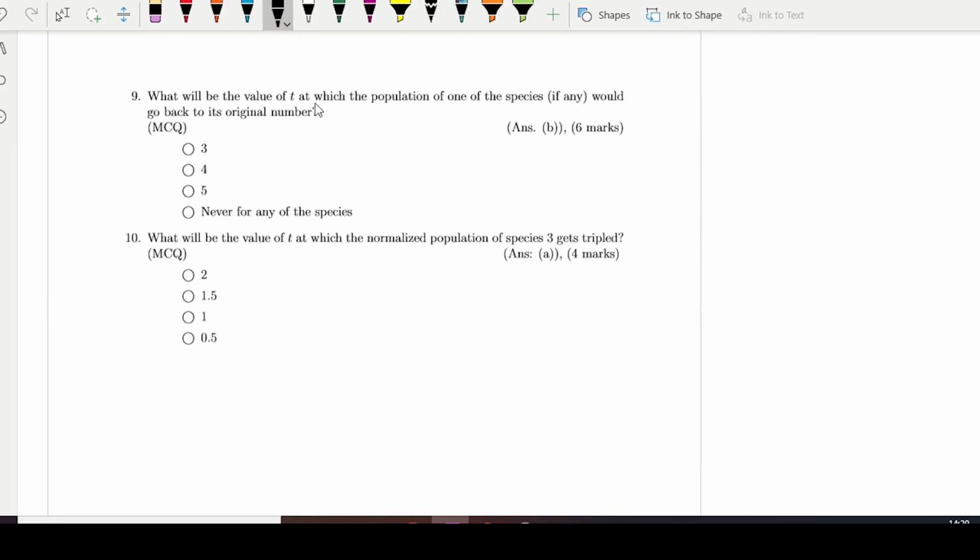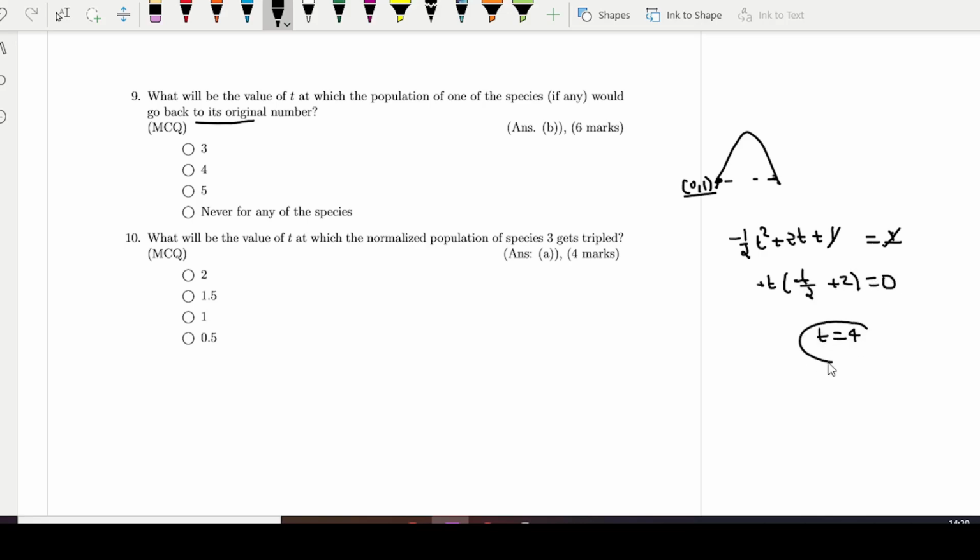The ninth question is, what will be the value of t at which the population of one of the species, if any, would go back to its original number? So we know the quadratic requires the same value at 2 points. Okay, so for the quadratic one it was minus half t square plus 2t plus 1, and the initial point was (0, 1), so we substitute here 1, so 1 will balance 1, so let us take t common here, so it will be minus t by 2 plus 2 is equal to 0, so t will be equal to 4. Okay, so this is the correct one.